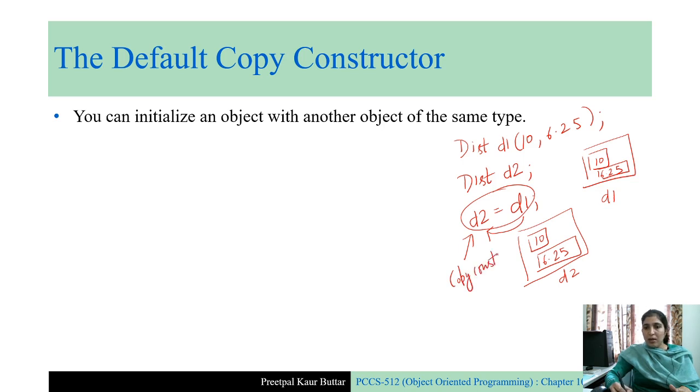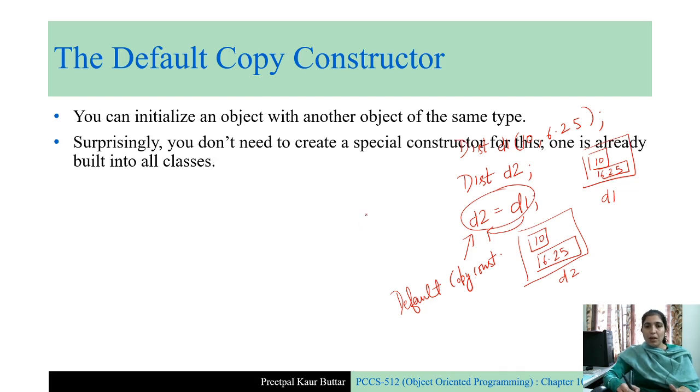But you can do this even if you do not write any copy constructor. Then how is it done? It is done using the default copy constructor. If you do not create your own copy constructor, a default copy constructor is created by the compiler, and whenever you assign an object of one type to another object of the same type, the compiler automatically calls this default copy constructor.